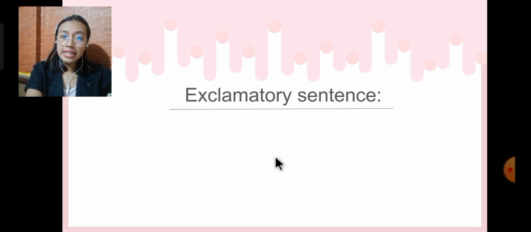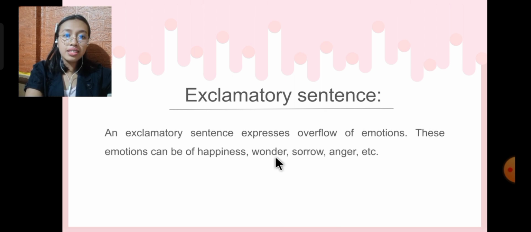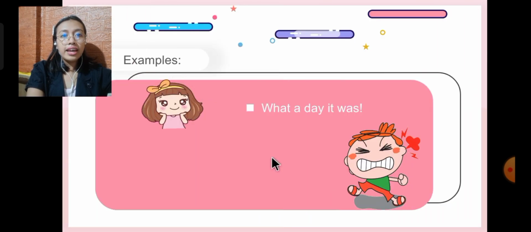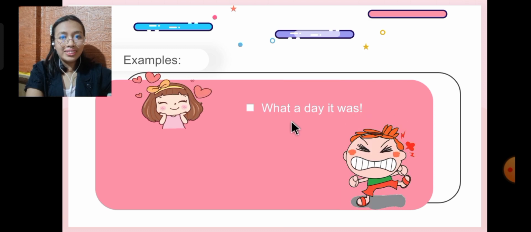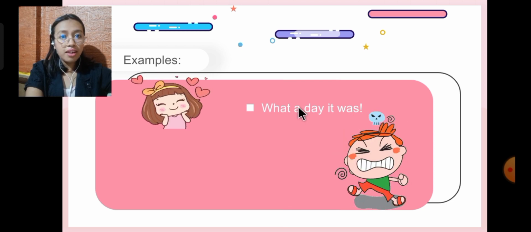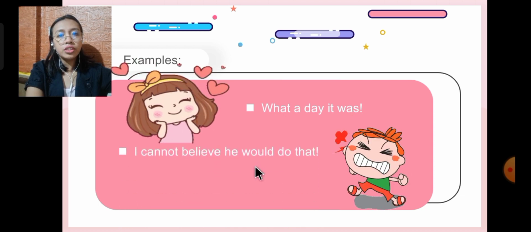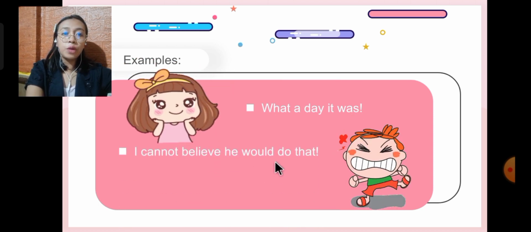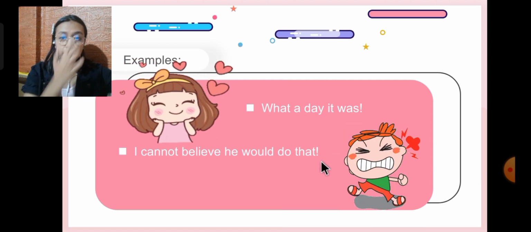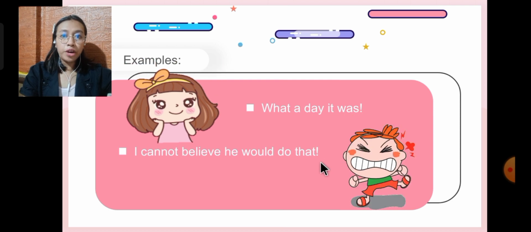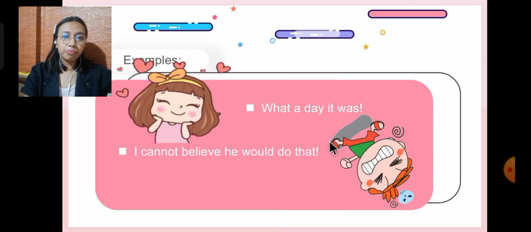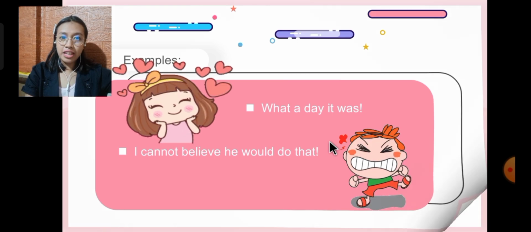And lastly, the exclamatory sentence. An exclamatory sentence expresses an overflow of emotion. This emotion can be happiness, wonder, sorrow, anger, etc. Examples: What a day it was. This is an expression of happiness. And the second example: I cannot believe he would do that. Maybe the speaker here is aggrieved or angry at something. So those are the types of sentences.